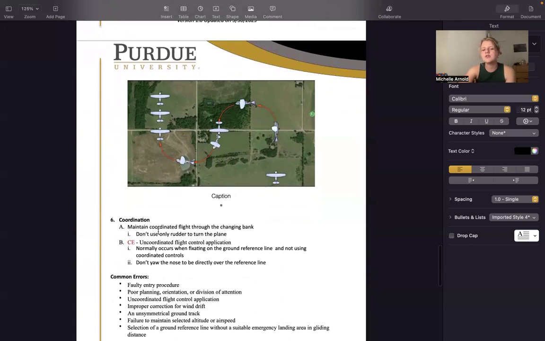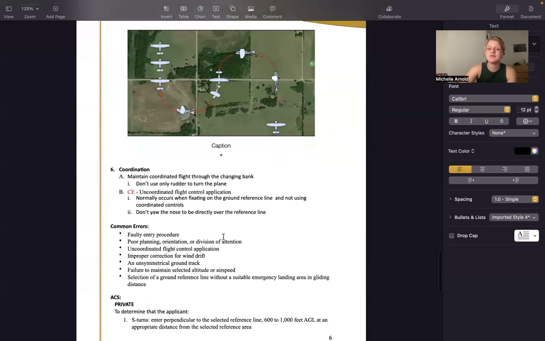All right, and then you also want to make sure you're coordinated. Don't use your rudder to turn the plane. Just make sure that ball is in the middle throughout the entire maneuver. A lot of times if you're looking outside the plane, you might start turning with your rudders. Make sure that you're also referencing that instrument as you do this maneuver.